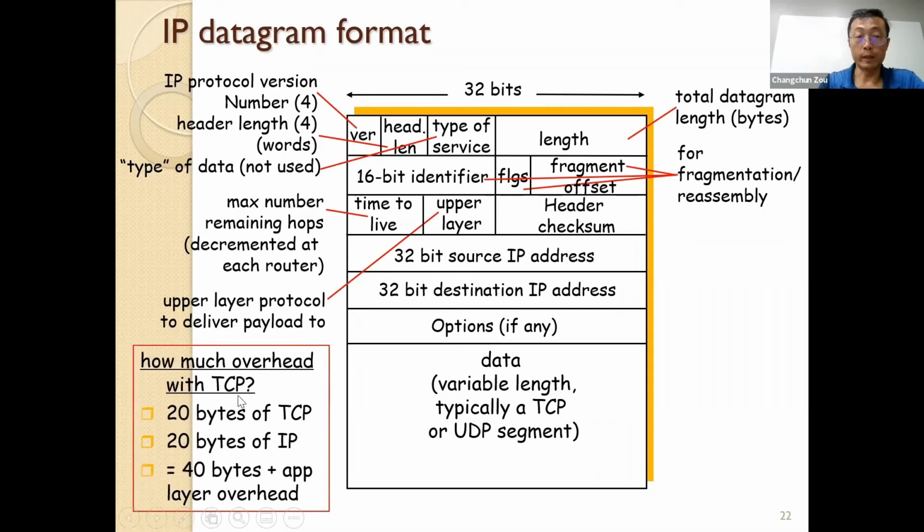How much overhead is there with each TCP packet? Basically it's 40 bytes of overhead for any TCP-based communication, because there are 20 bytes of TCP header and 20 bytes of IP header. So the smallest TCP packet on the internet is 40 bytes.